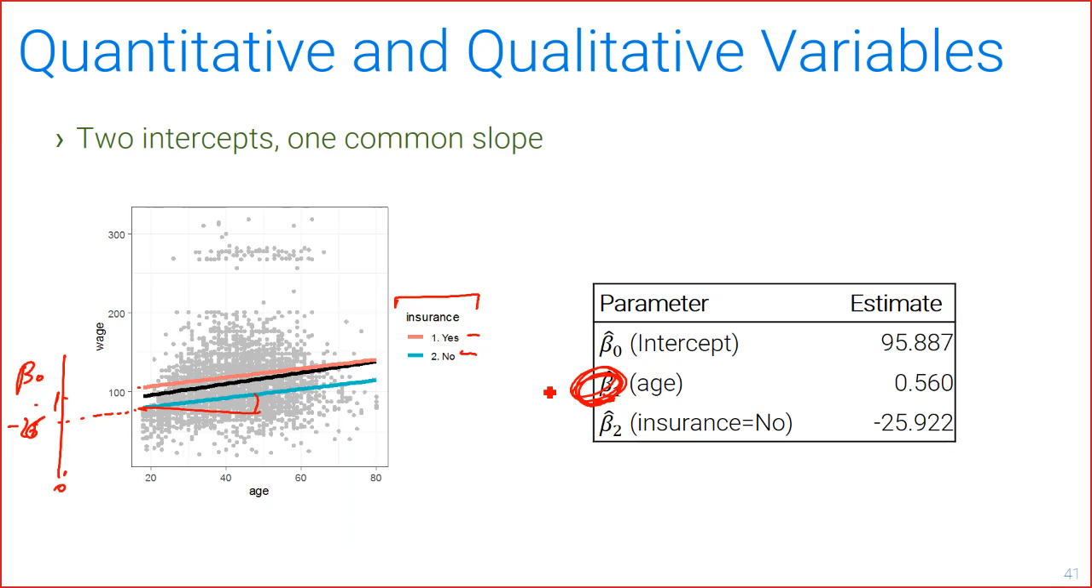And we have two intercepts, one for each group. So we have the baseline here corresponds to yes, and then a deviation from the baseline corresponds to no. So in this case, two intercepts, one common slope. What we have again is two parallel lines. So we're modeling separately the relationship between age and wage for the cases in which there is insurance or there is not. And we are forcing the model to make the same relationship with age for the two of them. It's just one is going to be higher than the other, but they're going to be parallel. There's no interaction here.